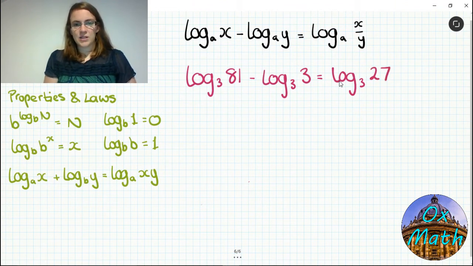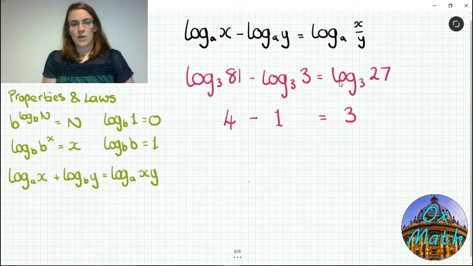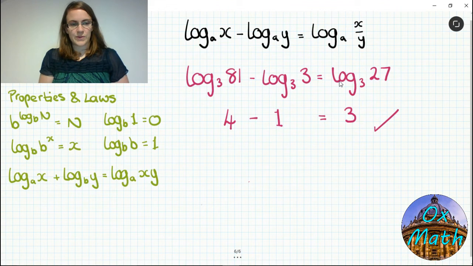Now let's check that actually works by working out the powers. So the power that goes with 3 to get 81 is 4. 3 times 3 is 9, times 3 is 27, times 3 is 81. Take away the power that goes with 3 to get 3, that is 1. And then what power goes with 3 to get 27? That is 3. 3 times 3 is 9, times 3 is 27. 4 take away 1 is 3, so our law is working with those numbers. You can try plugging in any other numbers, but you will find that this does always work.